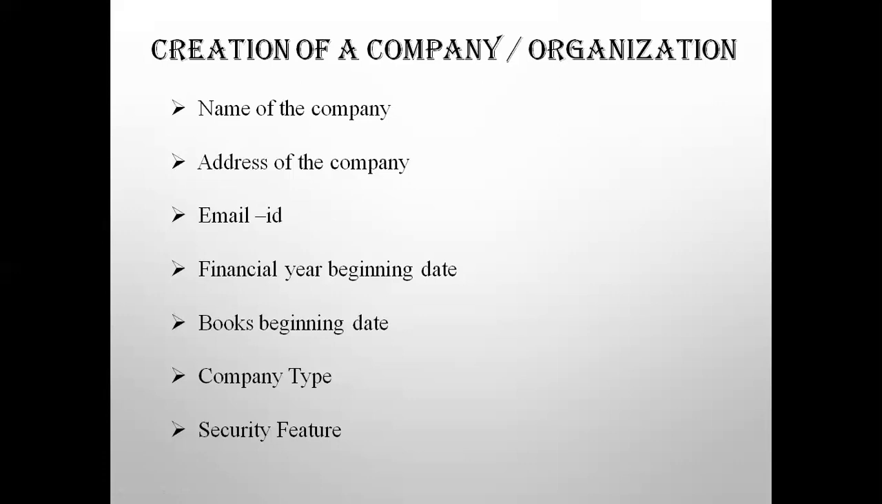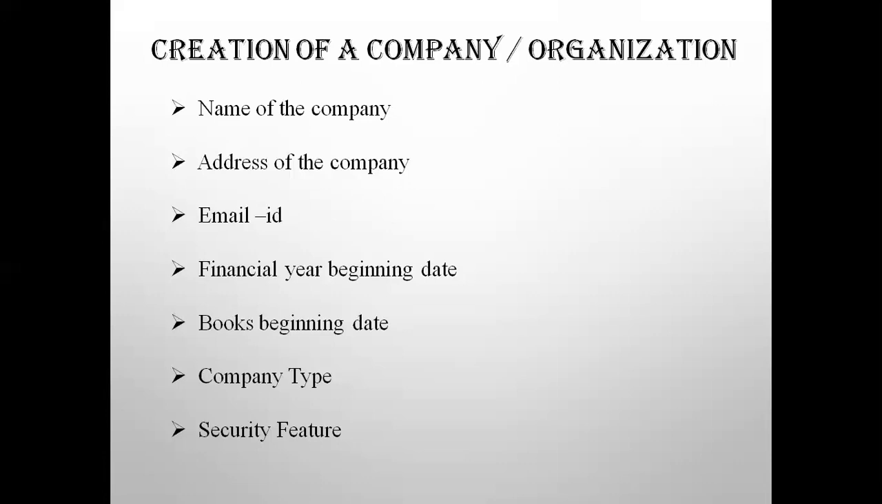This information is about your company, not your personal. So here you have to provide the email ID which is designed for your company. Financial year beginning date, when your financial year is starting. So here you can put 1st April and the year. Your books need not start from 1st April, but the financial year beginning date should be from 1st April only.